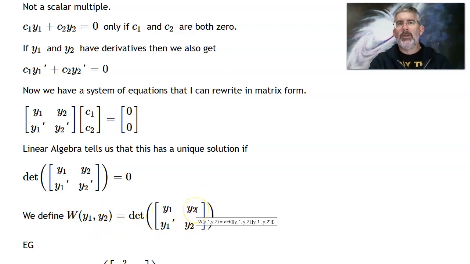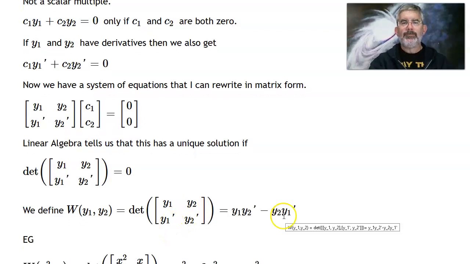Stick y1 and y2 in the first row of the matrix, and then take their derivatives and stick them in the second row. Now, many of you have had some work with matrices before, but what do we mean by the determinant? The determinant of a 2-by-2 matrix is the product of these two things on this downward sloping diagonal minus the product of the two things on the upward sloping diagonal. So in this case, it would be y1 y2 prime minus y2 y1 prime. That's how I would take that.